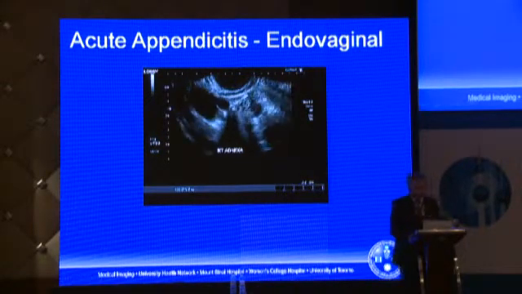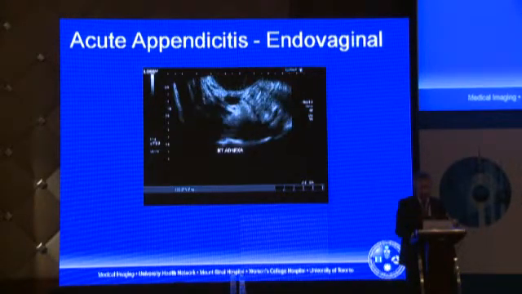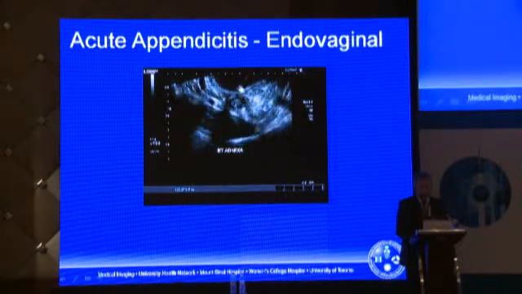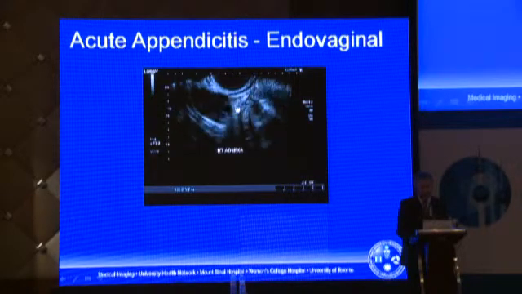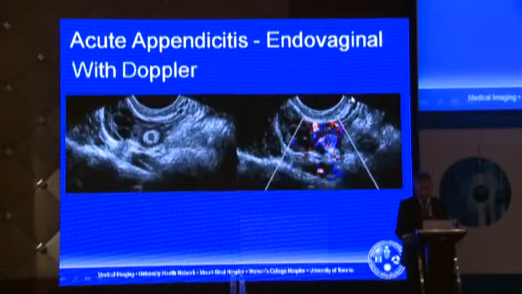Here's another example internally. See how that appendix is again sitting medial to that right ovary. We follow it down. It's fluid distended, there's echogenic material, and we're scanning off the tip of the appendix. So acute appendicitis.